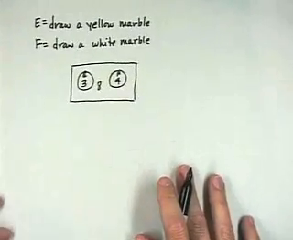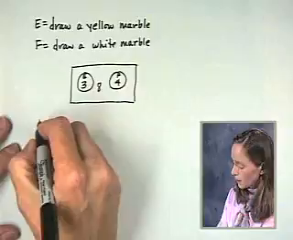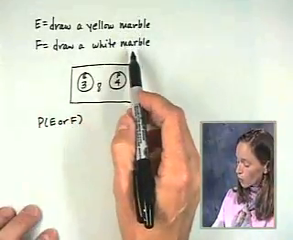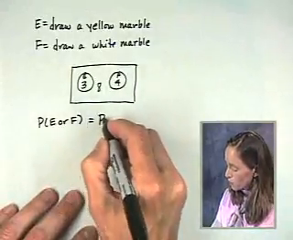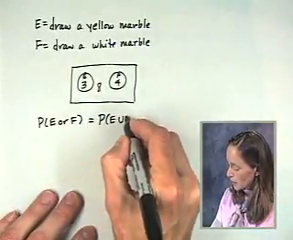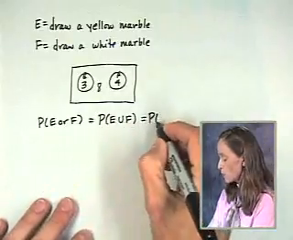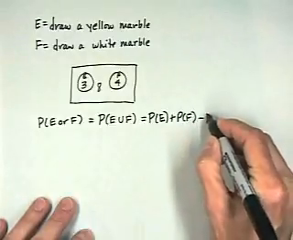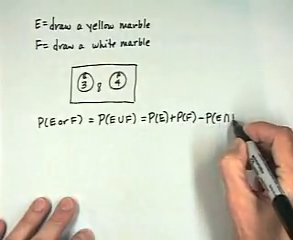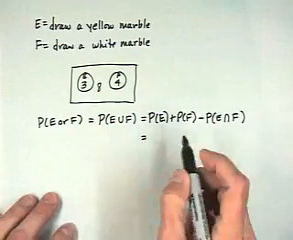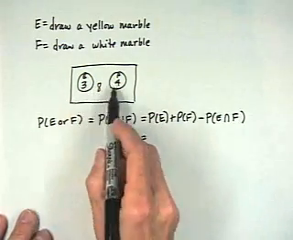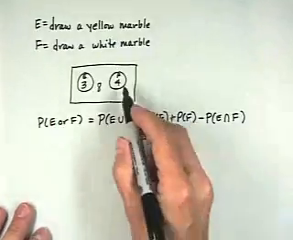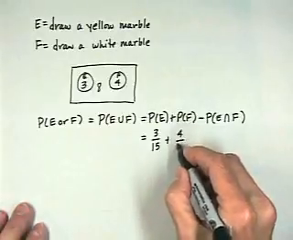Now what I want to do is find the probability of E or F, the probability I draw a yellow or a white marble. According to the formula, another way to write this is E union F. I find the probability of E plus the probability of F minus the probability of E intersect F. Now the probability of E is 3 out of 15, 3 out of the total. The probability of F is 4 out of the total.